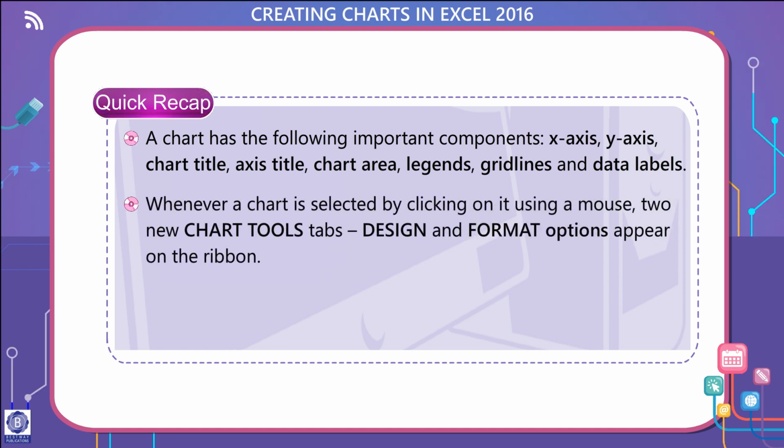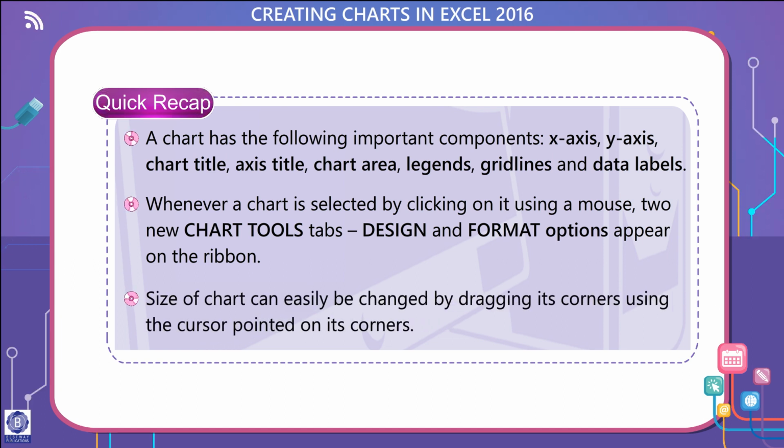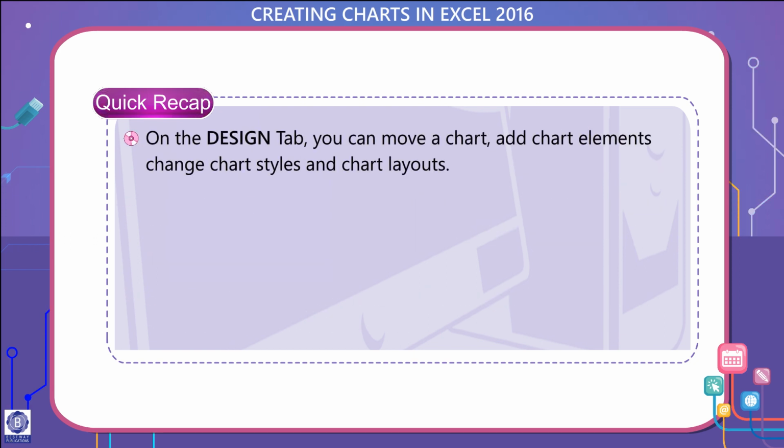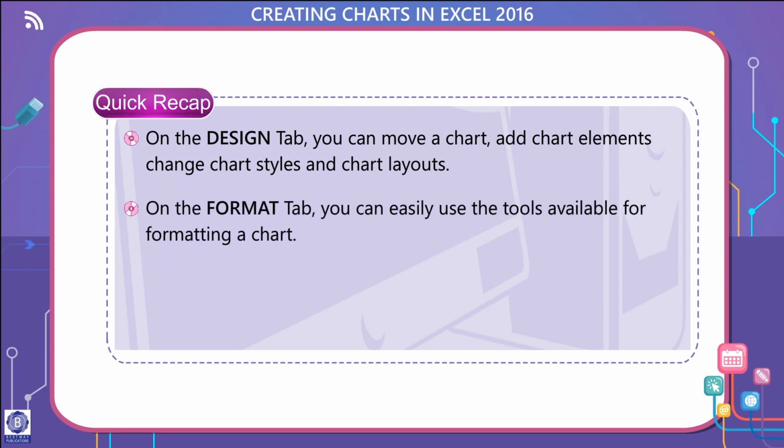Whenever a chart is selected by clicking on it using a mouse, two new chart tools tabs, Design and Format options, appear on the ribbon. Size of chart can easily be changed by dragging its corners using the cursor pointed on its corners. On the Design tab, you can move a chart, add chart elements, change chart styles, and chart layouts. On the Format tab, you can easily use the tools available for formatting a chart.